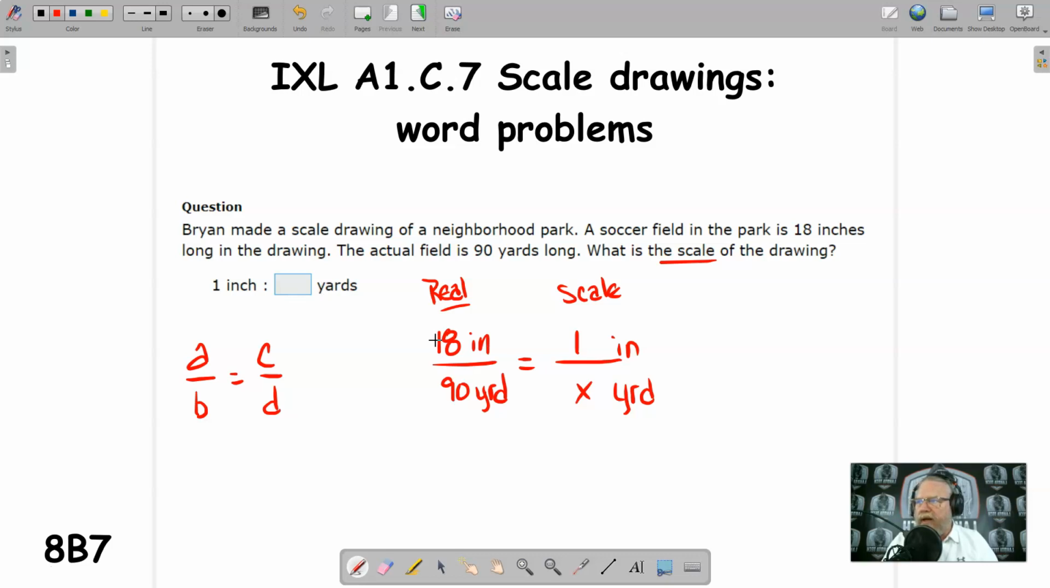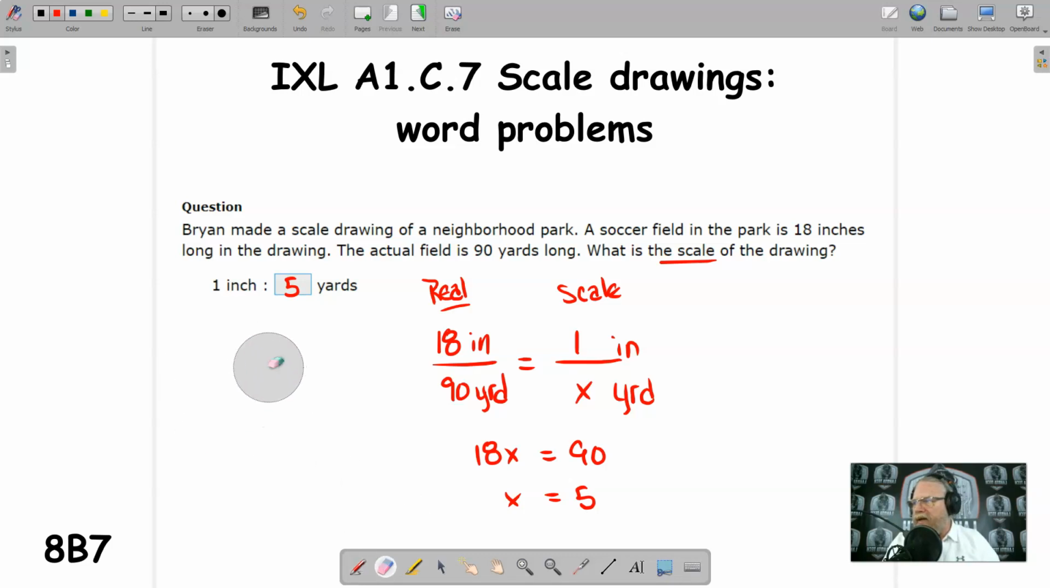So, we can do cross products of 18 times x is 18x. Set that equal to 90 times 1, in this case is 90, and then dividing both sides by 18, 90 divided by 18 should be, I believe, 5. Yep, 5 times 18 is 90, 50 plus 40 is 90, indeed it is. So the answer is going to be 5. So in this case, 1 inch is to 5 yards.